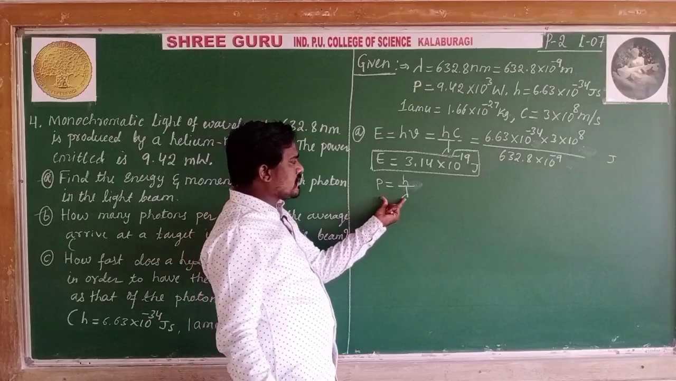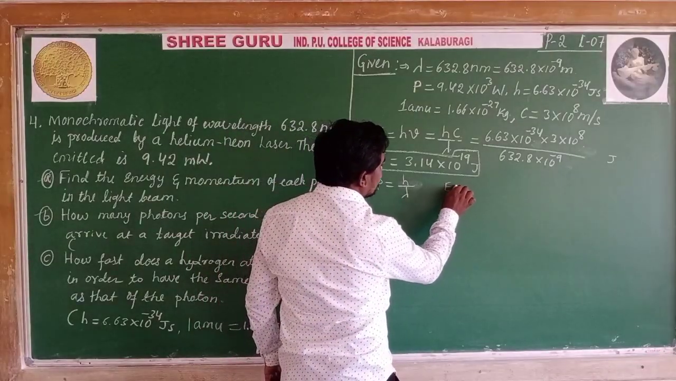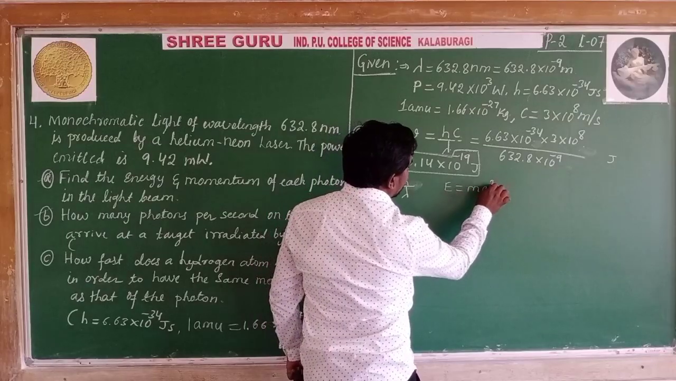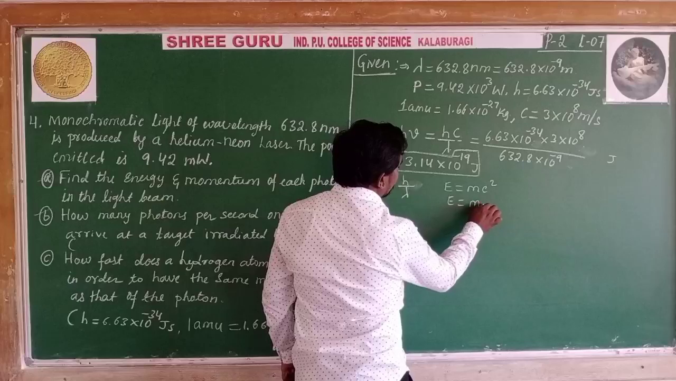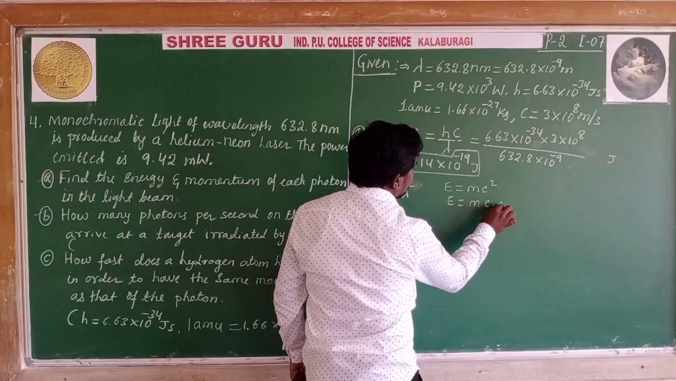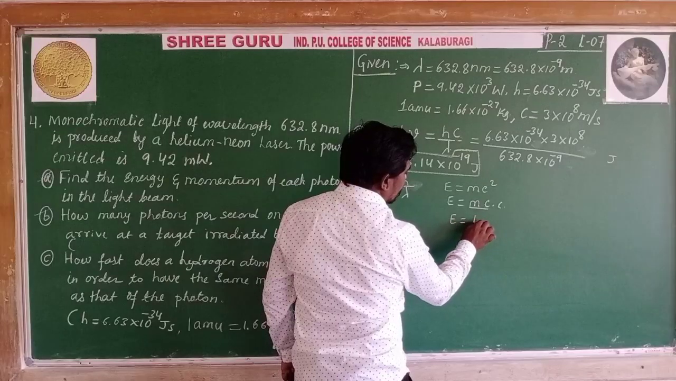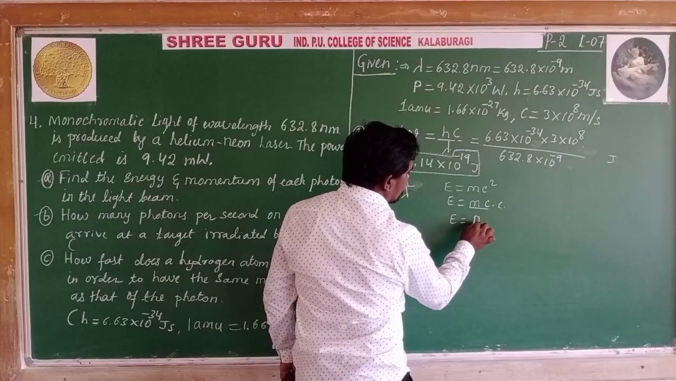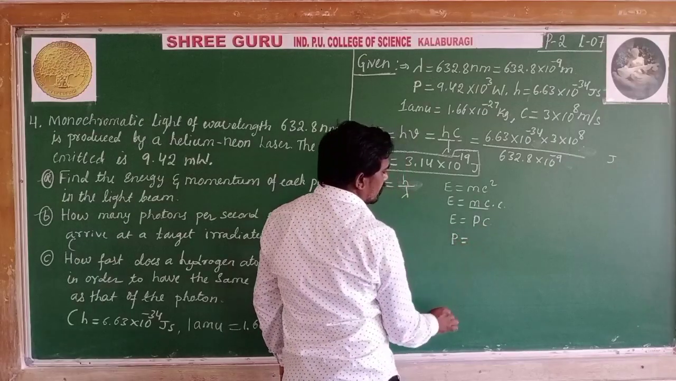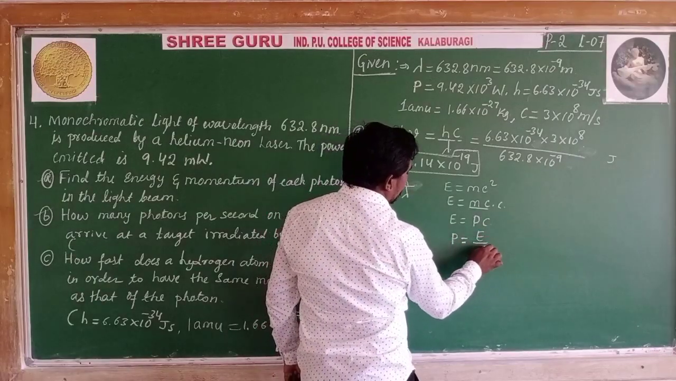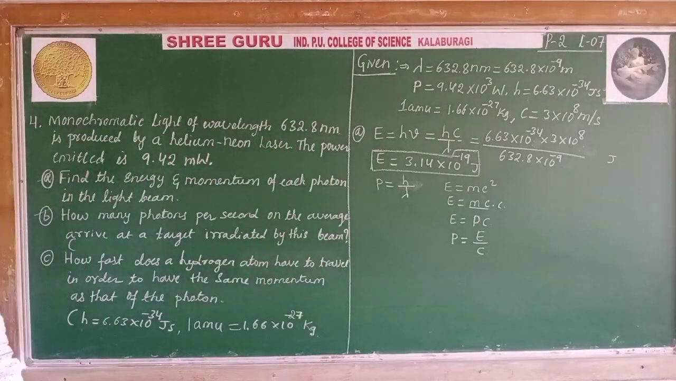If you don't know how to find the momentum, according to Einstein's formula, E is equal to mc square. Now write yourself, E is equal to mc into c. mc means momentum, so E is nothing but momentum p into c. Momentum p is equal to E by c. You just use this one.